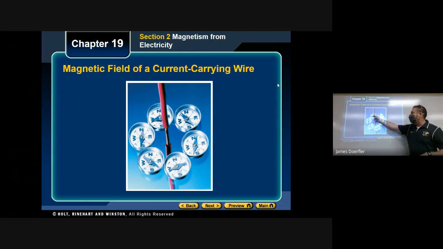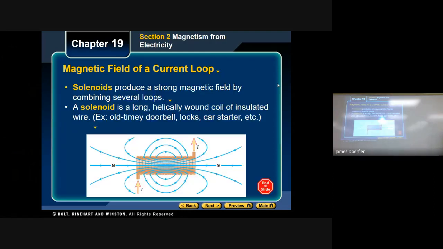As you see here, these are all going in a circular motion around that wire. Now, solenoids are objects that you most likely use on a day-to-day basis. What these do is produce a strong magnetic field by combining several loops.